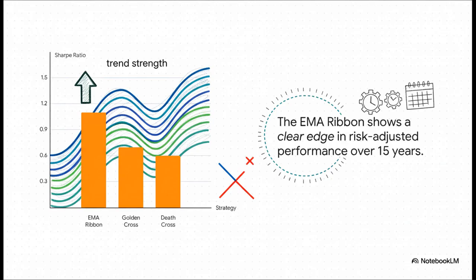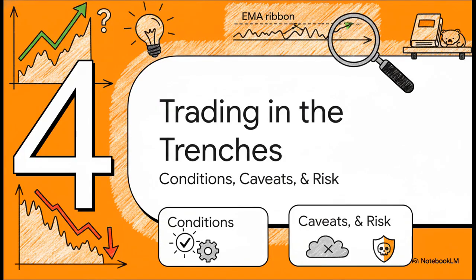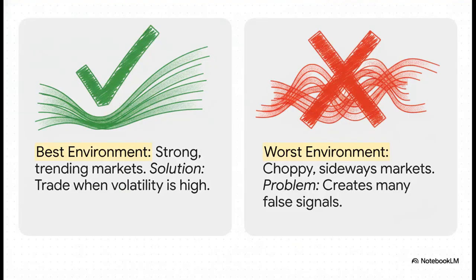But of course, let's be real. No strategy works in every single market condition. So the real skill here is knowing when to use this tool, and maybe more importantly, when to keep it on the shelf. Let's break down the ideal environment for the EMA Ribbon. This strategy absolutely sings in markets that have a clear, sustained direction. We're talking major forex pairs, crypto, and stock indices when they're in a strong trend.